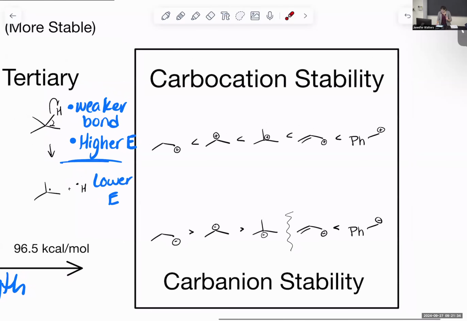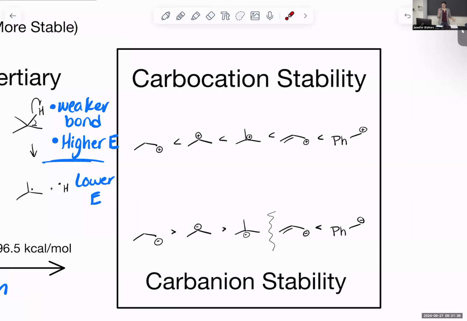So for the most part, until the very end of the semester, we're going to ignore radicals. We're done basically talking about radicals. Now we're just going to look at carbocations. Our radicals and our carbocations follow the same trend, where we see that primary is less stable than secondary, which is less stable than tertiary.